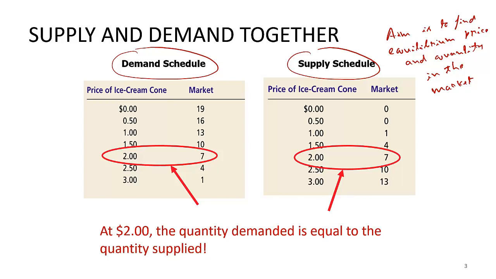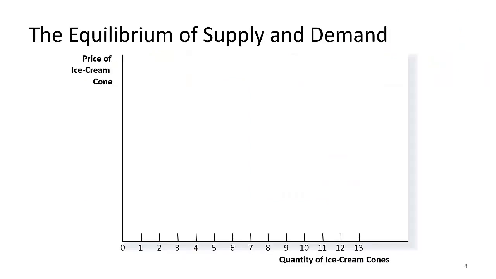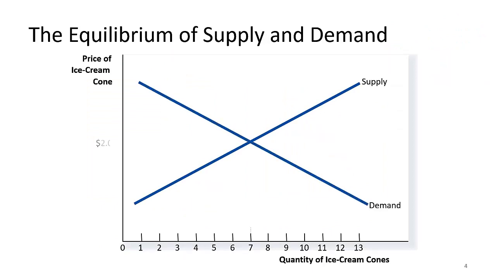In other markets, equilibrium can happen at different price points. So let's try this in a graphical format. So this is our supply, this is our demand. Wherever demand and supply meet, that's your equilibrium. And you can see at $2 price, equilibrium quantity is 7. That means demand is 7, so is supply. So quantity demanded at equilibrium is 7, quantity supplied is 7 as well. So it's a nice scenario.